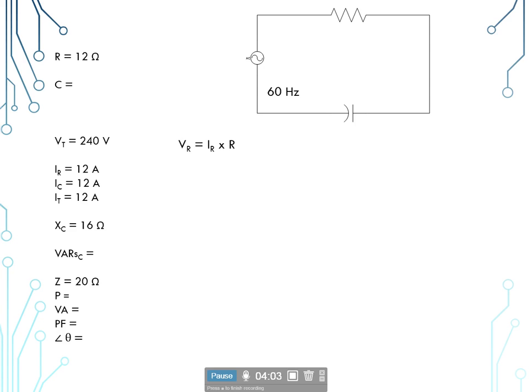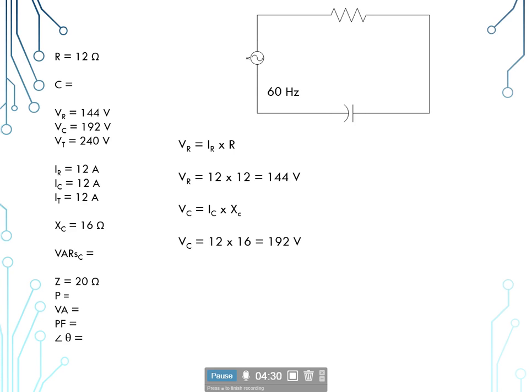And now we're going to be looking for our voltage drop. The voltage drop at the resistance is I sub R times R. So we have the current of 12 amps times the resistance of 12 ohms, giving us a 144 volt drop at the resistor. V sub C is going to be equal to I sub C times X sub C. So our 12 amps times 16 gives us 192 volts. Now, here's where our quick checks do not work, because we can't add those two voltages to get our total voltage as we would in a purely resistive circuit, and that is due to the reactance.